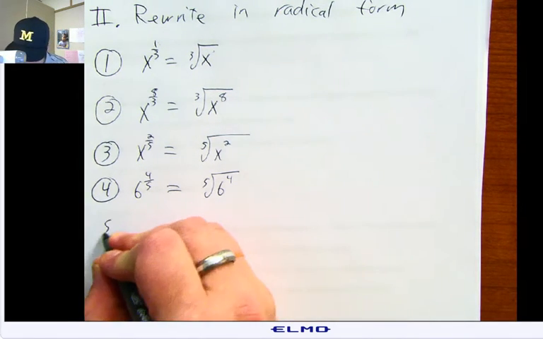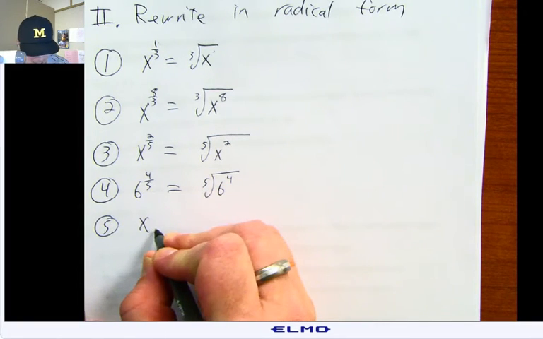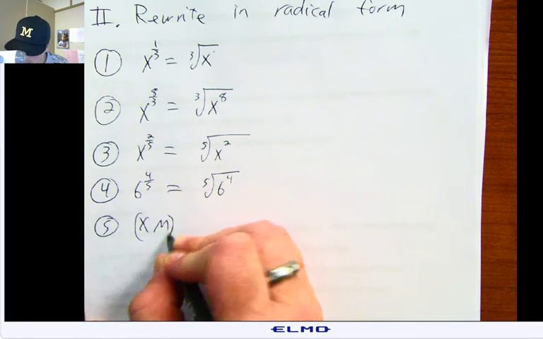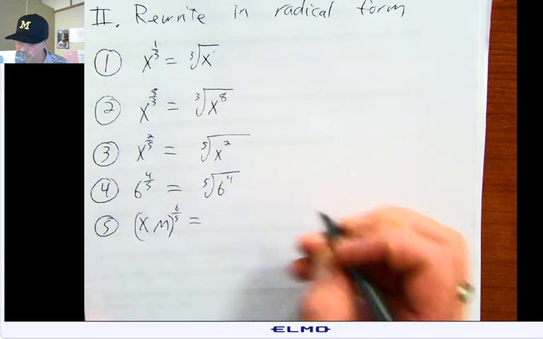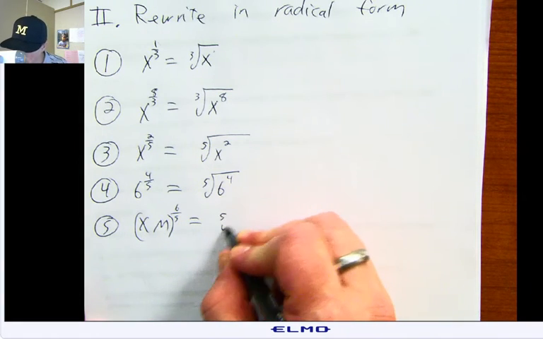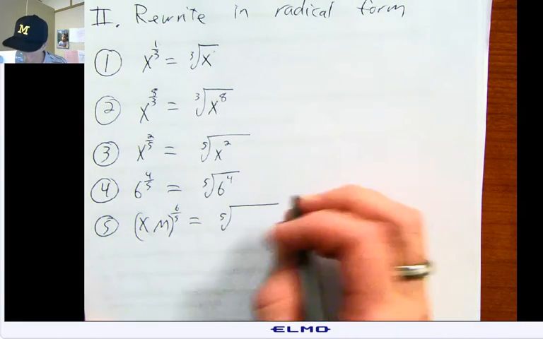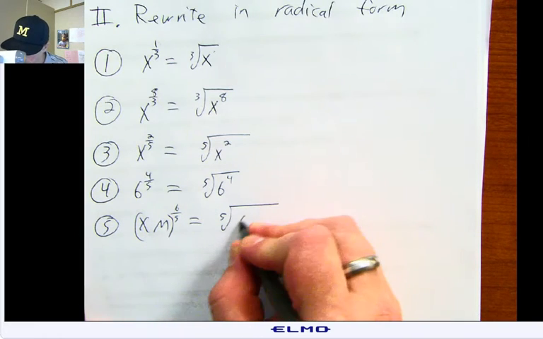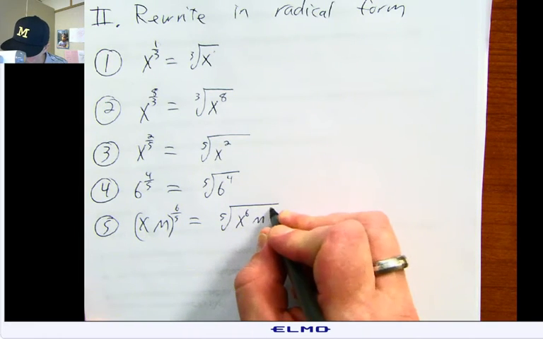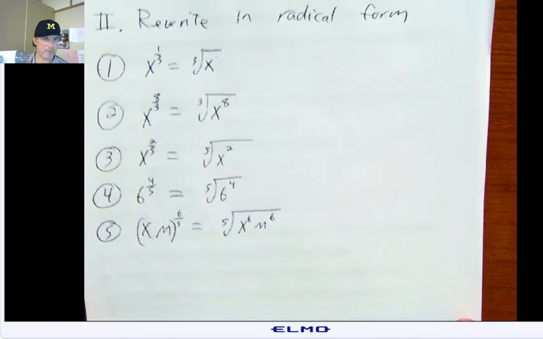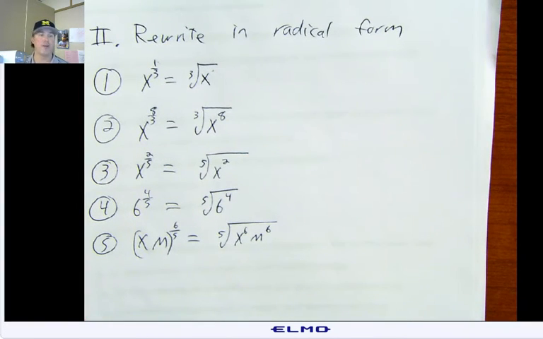Last one, example number 5. Let's say I had xm raised to the 6/5. The denominator tells you the root, so it's the 5th root, and then that 6 hits both the x and the m, so x to the 6th, m to the 6th. That's rewriting in radical form, and this is just setting us up for what's going to be happening in tomorrow night's lesson.